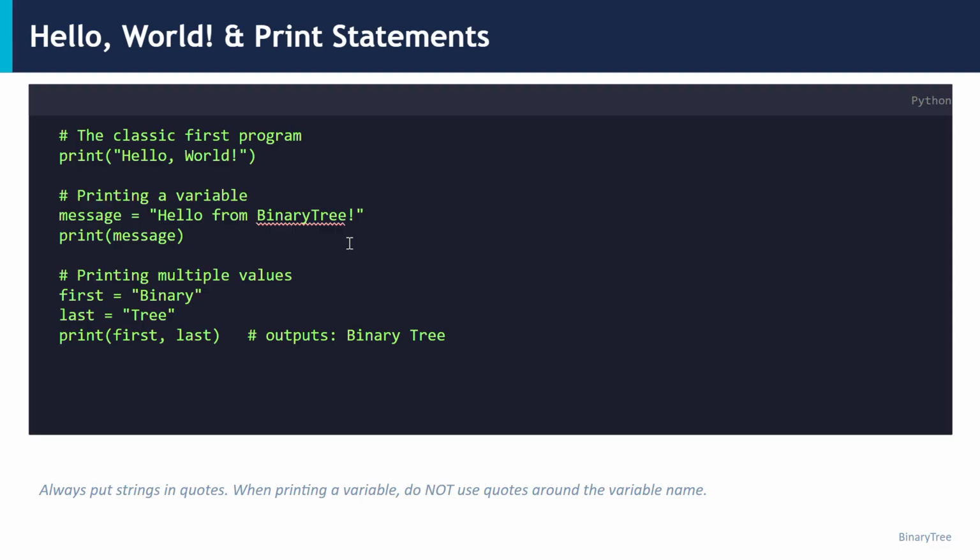You can also print a variable, and here's the key rule. Put quotes around text, but do not put quotes around a variable name, or Python will print the name literally instead of its value. You can even print multiple values separated by commas. Simple as it looks, print is how your program talks back to you.